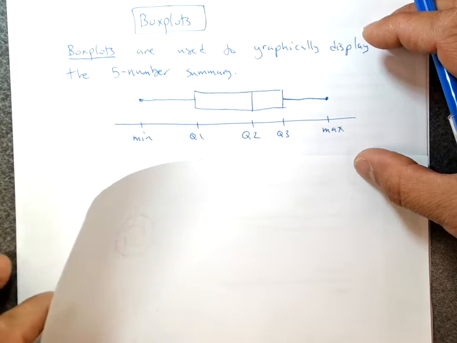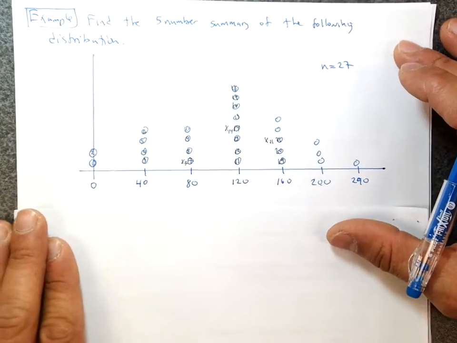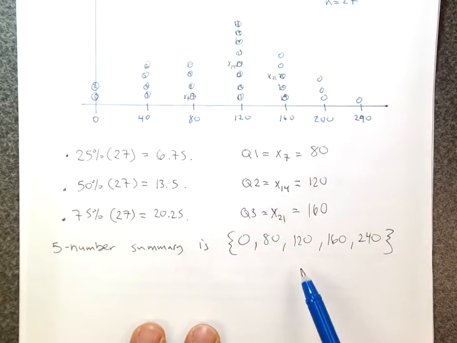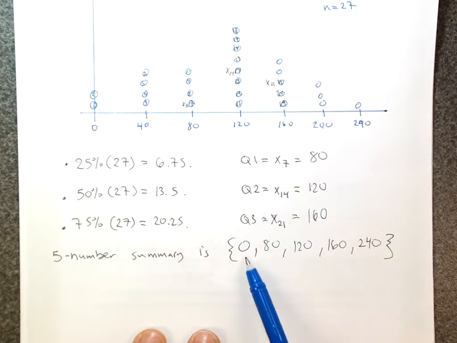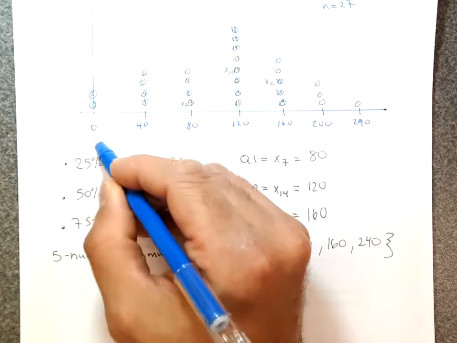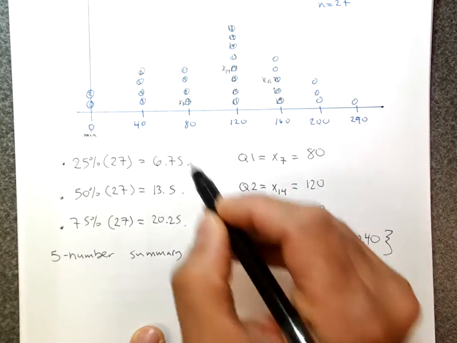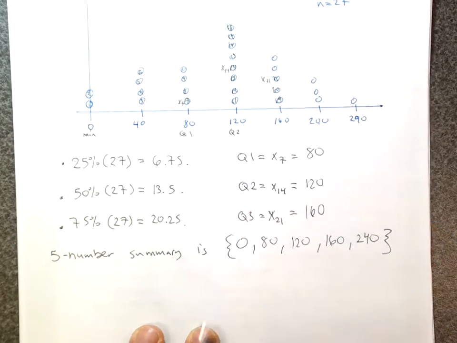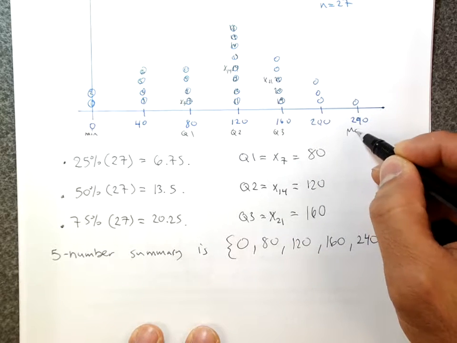Let's go back to the previous example I did in my last video. So if you worked on this example, go ahead and take these notes out. We found the 5-number summary for this distribution down here: 0, 80, 120, 160, and 240. So I'm going to go ahead and mark these on the number line. Here is the minimum value at 0. The first quartile value is 80. Second quartile value is 120. Q3 is at 160, and 240 is the max.